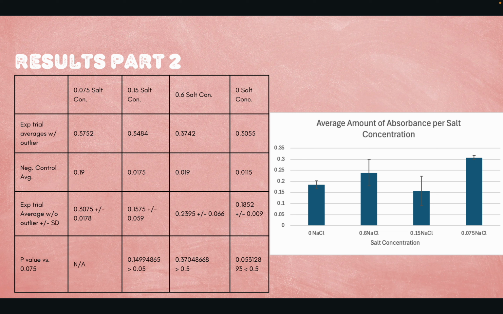Then on the right side, we have our graph with all of our standard deviations. So as you can see, based on the data, our highest concentration was 0.075, which is why when we were calculating p-value, we got rid of this and we calculated it based on the 0.075, and that's how we got our values. And then our lowest value was actually 0.15. So highest was 0.075, our lowest was 0.15.